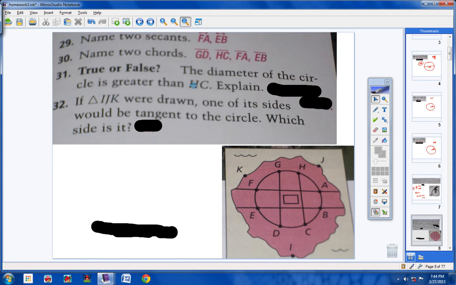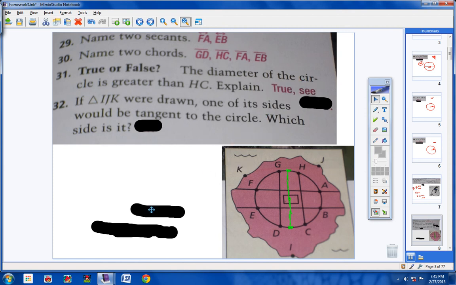True or false? The diameter of the circle is greater than HC. Well, of course that's true. Think about this. The biggest chord in a circle is going to be the chord that passes through the center. So the biggest chord you can ever draw is the diameter, always. So the diameter of the circle is greater than HC, because HC is not a diameter, and so it's not going to be as great as the diameter. So the diameter is definitely bigger than HC.